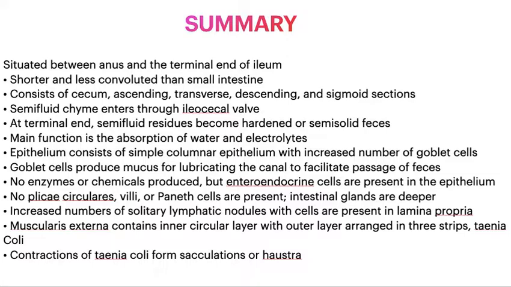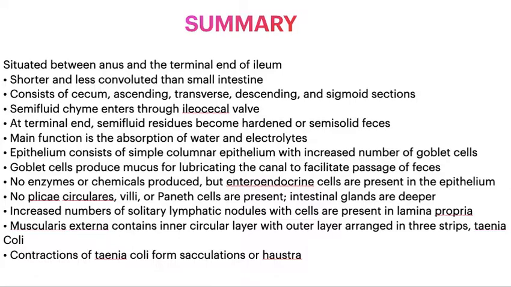Epithelium consists of simple columnar epithelium with increased number of goblet cells. The goblet cells produce mucus for lubricating the canal to facilitate the passage of feces. No enzymes or chemicals are produced, but enteroendocrine cells are present in the epithelium. No plica circularis, villi, or Paneth cells are present. The intestinal glands are somewhat deeper. Increased number of solitary lymphatic nodules are present in the lamina propria.